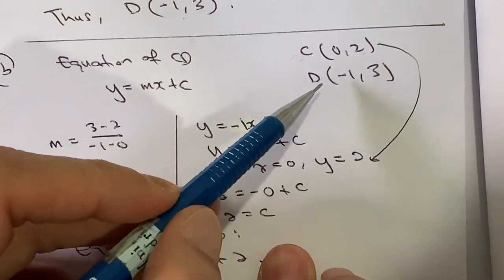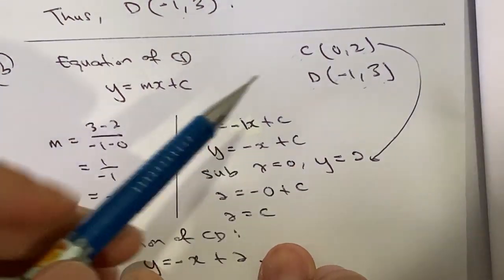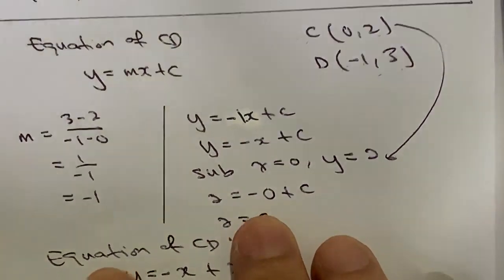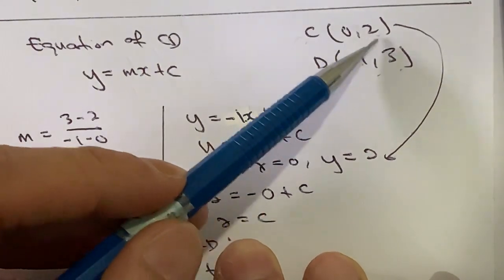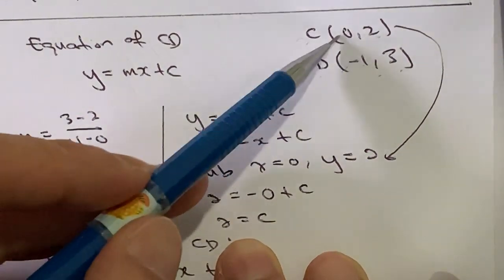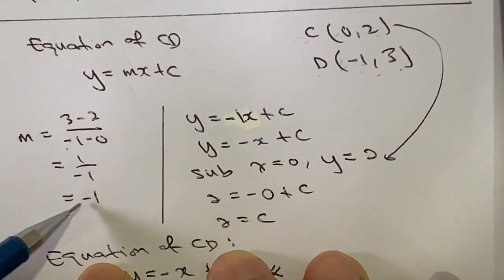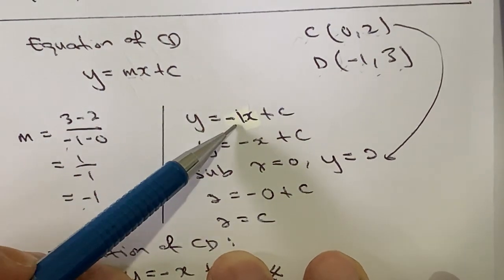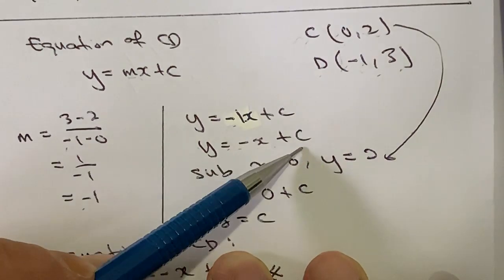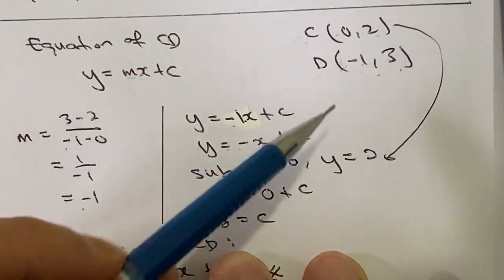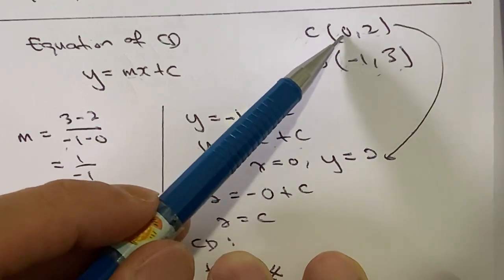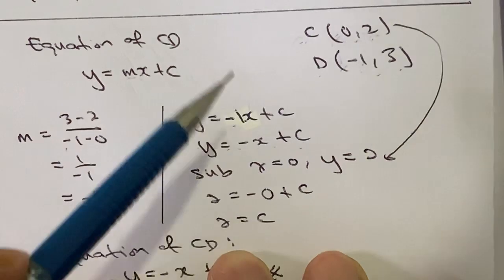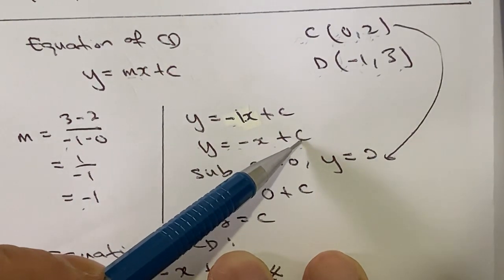C is 0,2, D is -1,3. So we can find the gradient using C and D. So 3 minus 2 over -1 minus 0. So the value of m is -1, so I'm replacing m by -1. So y equals -x plus c. I'll be using one of the coordinates, so I'm using 0,2, the coordinates of C, to find the value of this small c.